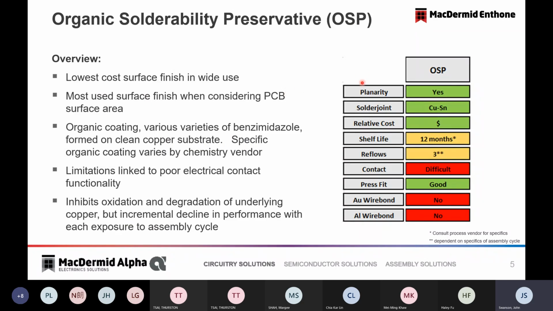It's a low-cost finish. Of all the finishes, one of the benefits of OSP is it's very low cost, with no precious metal. It's the most used surface finish if we think in terms of PCB surface area. It's a benzimidazole-based coating, and there are some limitations linked to electrical contact performance, but it does inhibit oxidation of the underlying copper and is a very good fundamental finish for basic applications.